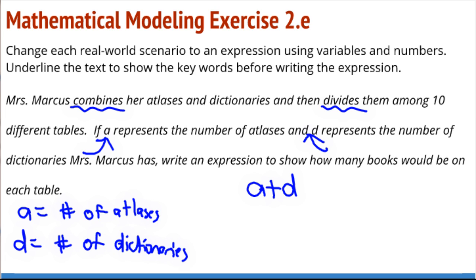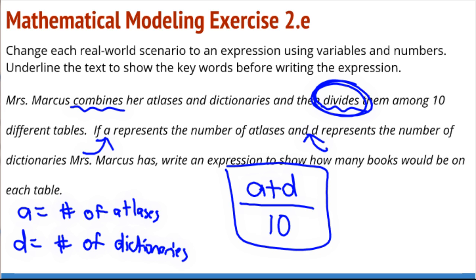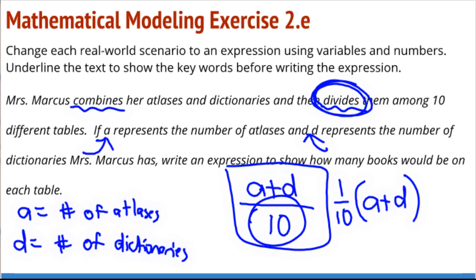And it says after they are combined, she is going to split them amongst the 10 tables. And splitting or dividing is a division operation. So each table is going to have 1/10 of the combined dictionaries and atlases. So I could potentially write it this way, remembering the connection between division and multiplication with fractions.